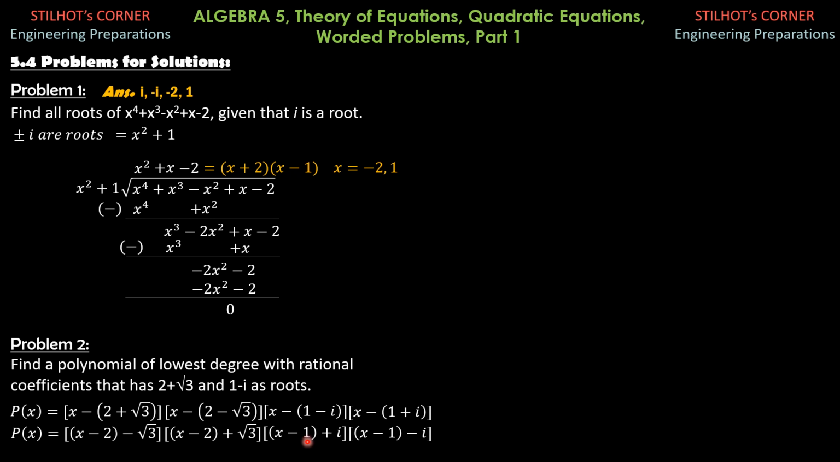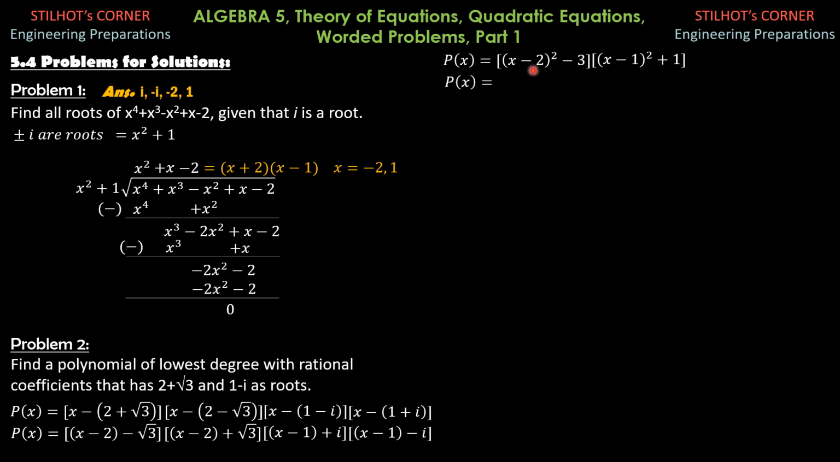Then this one, x minus 1, then plus i, negative i. This can be simplified as quantity x minus 1 squared, then negative i squared. Since i squared is negative 1, negative of negative 1 is positive 1. So this is x minus 1 squared, then plus 1. So again, p of x is x minus 2 squared minus 3, then the other one is x minus 1 squared plus 1.